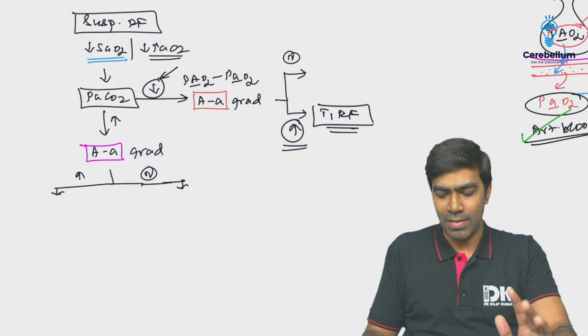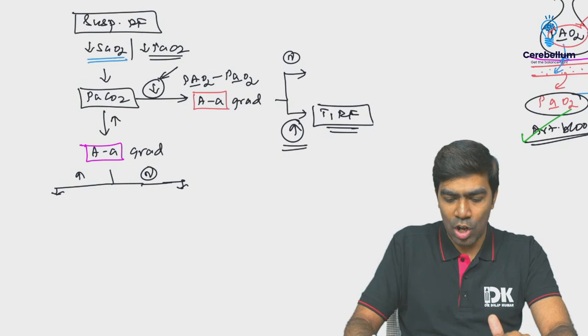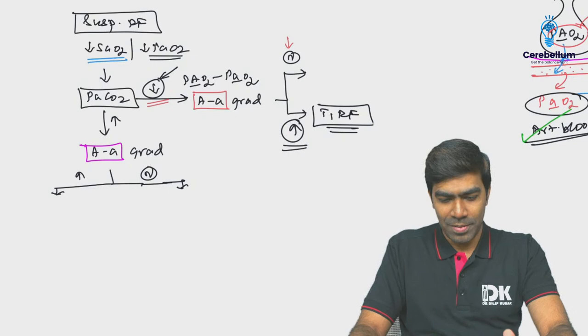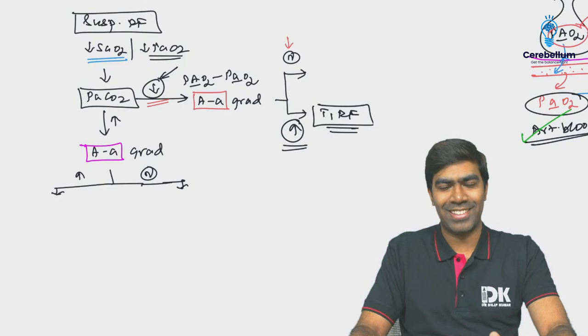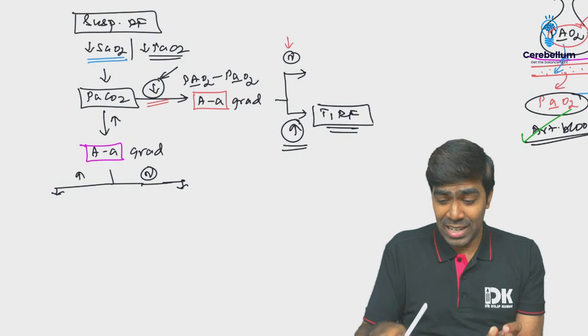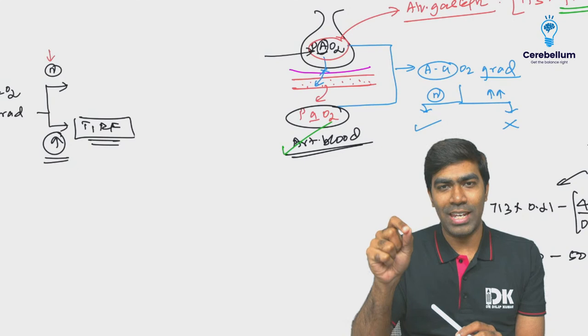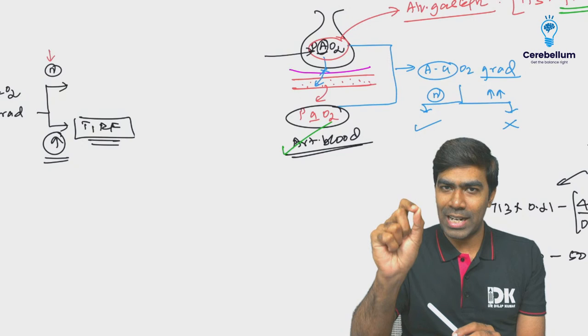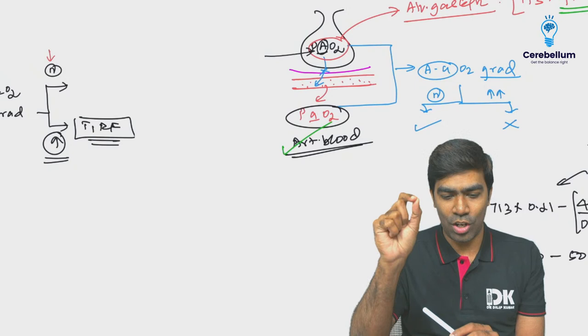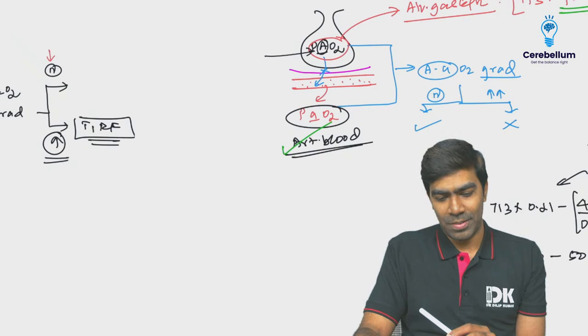So if the A-a gradient is normal, what do you think about? Which means the patient is having hypoxemia with a normal A-a gradient and the PaCO2 is low. What do you think? If the A-a gradient is normal, what do you think? The patient is having low PaCO2 but a normal A-a gradient. Normal A-a gradient means the patient is having low capital PAO2 itself. The amount of oxygen present in the alveoli itself is low. That's what it means. So tell me one condition, a physiological condition, where the patient's alveolar oxygen itself will be low. What is the condition? Alveolar oxygen itself is low.